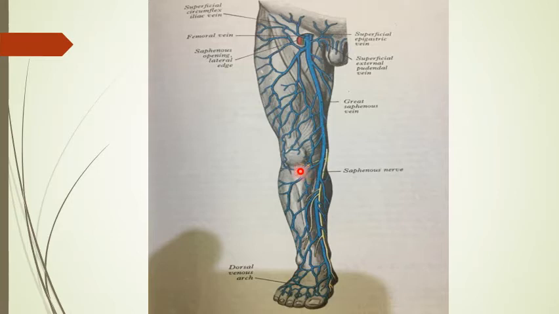So you can see this vast area of the front of the thigh and the lateral side of the thigh, superficial, not deep, is drained into this great saphenous vein.